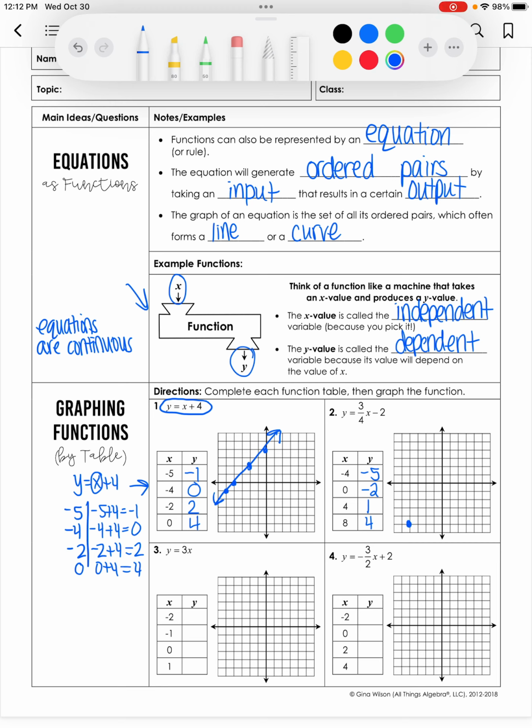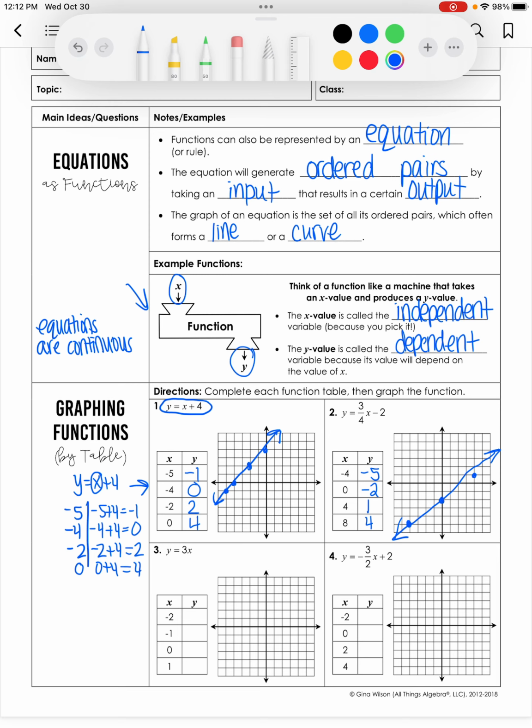And we're going to plot them. And 8, 4 is not going to fit on there, so all we're going to be able to fit in are these 3 points here. Oops, that's not a straight line. But go ahead and pause this video and try the next two.